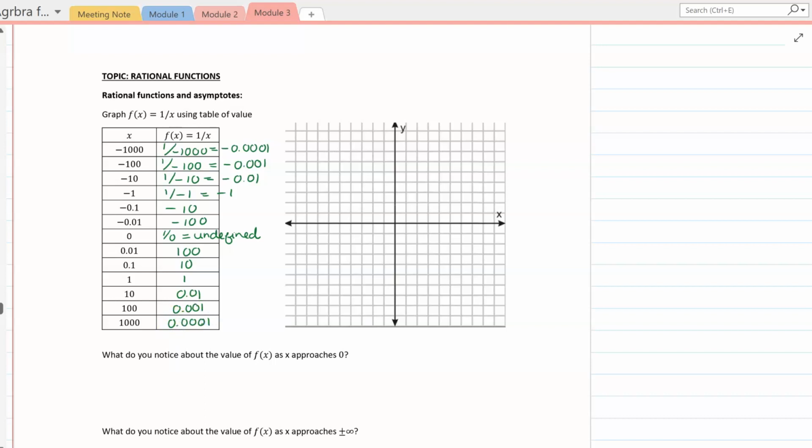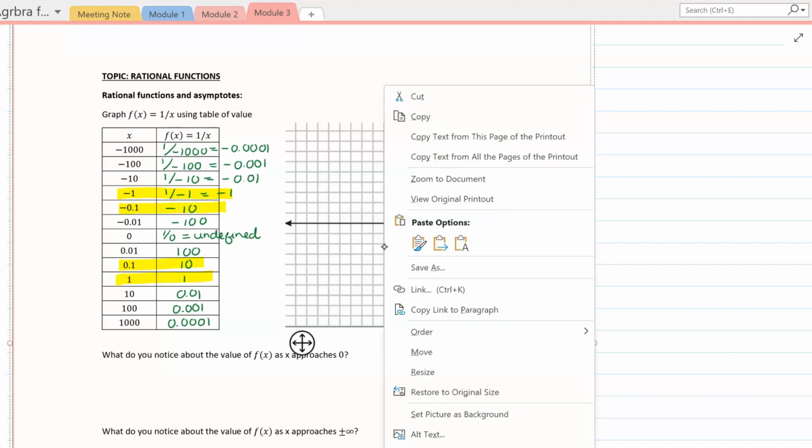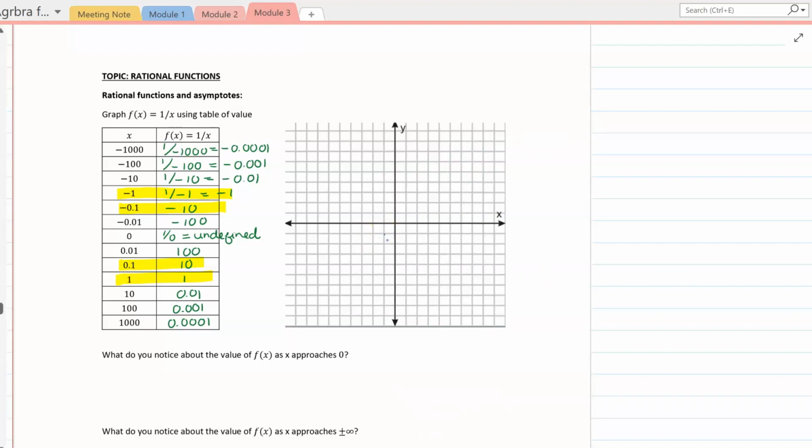So let's plot the graph. The values that we can graph, that we can clearly see are these, right? So let's go ahead and make sure that we can see the values clearly. So negative 1, negative 1. Negative 0.1, negative 10. So that's very close to the y-axis. Then we get to negative 10.